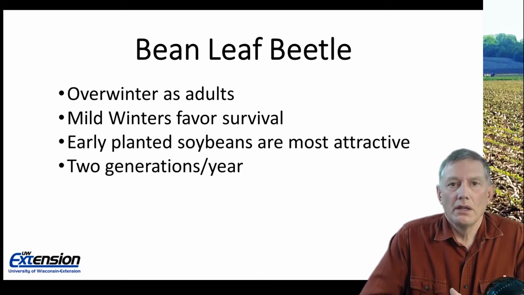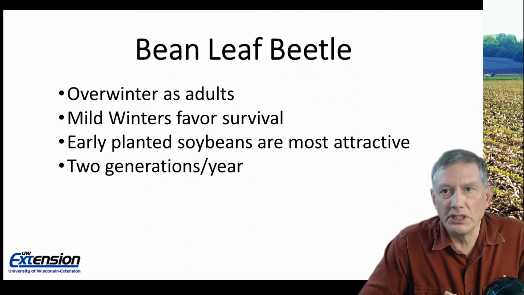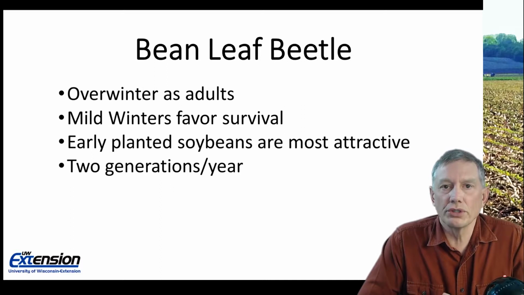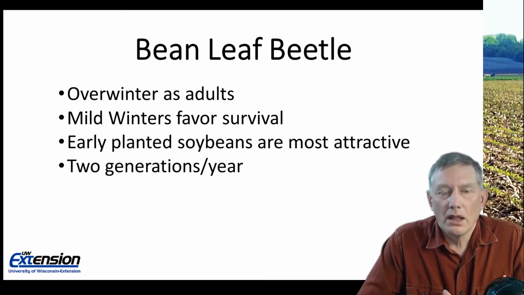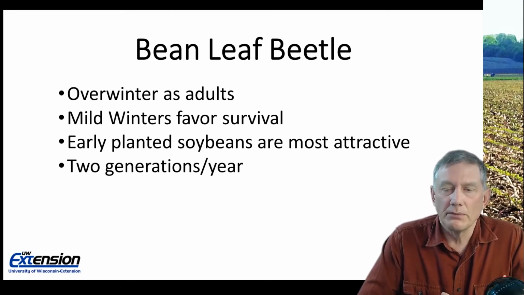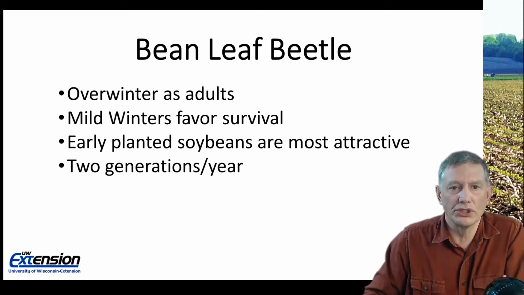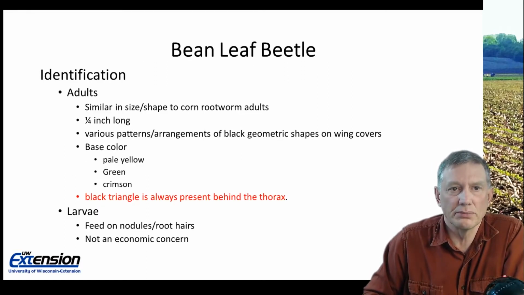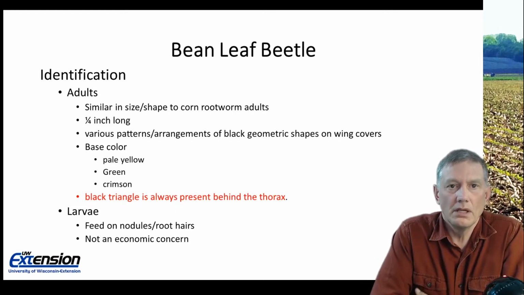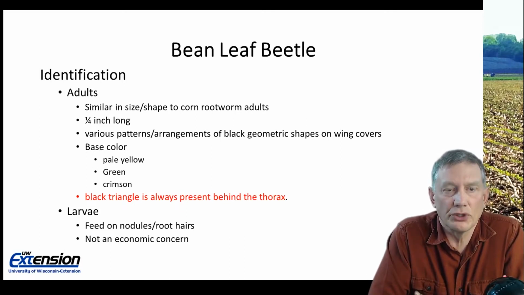The next insect we'll talk about is the bean leaf beetle. They overwinter as adults, and mild winters favor their survival. The earliest planted soybean fields are going to be the most attractive because the adults are somewhat mobile, and they will move small distances to those newly emerging plants. And we'll have 2 generations of bean leaf beetles per year. The adults are what damage soybeans.